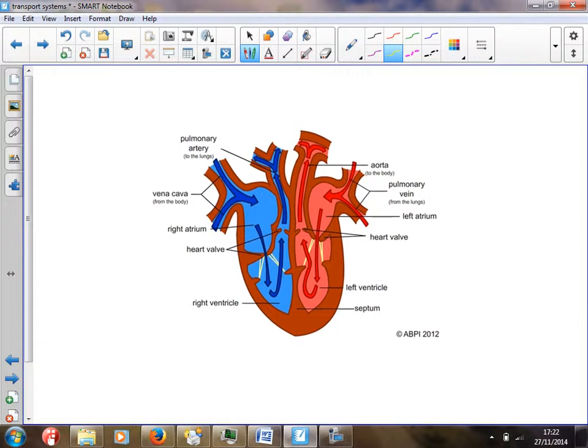Right, now you might notice that we've got two halves here, one blue, one red, and I'd hope you remember that that's to do with the oxygenation of the blood. So this is deoxygenated.